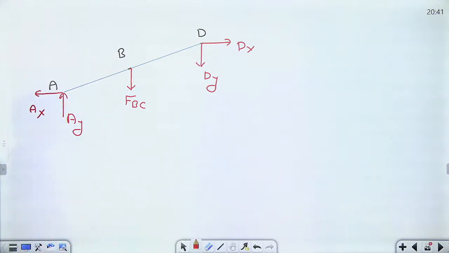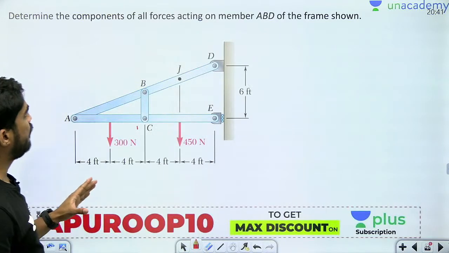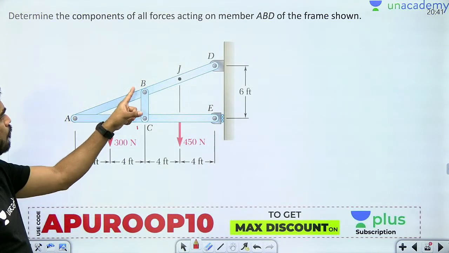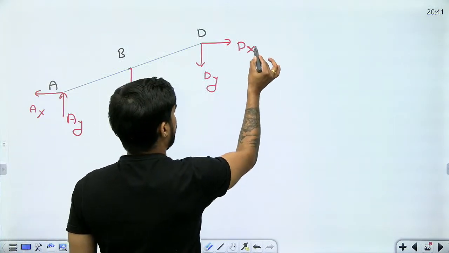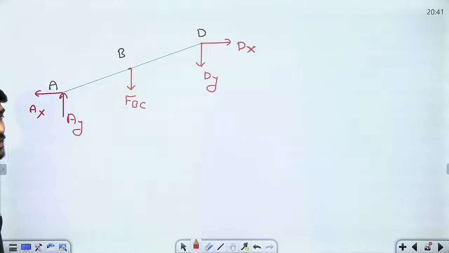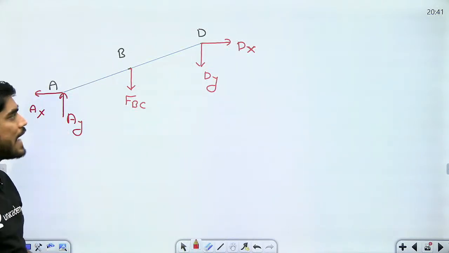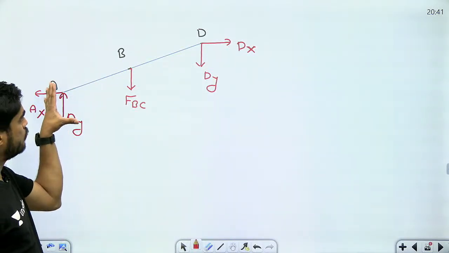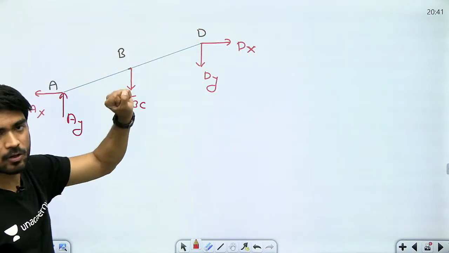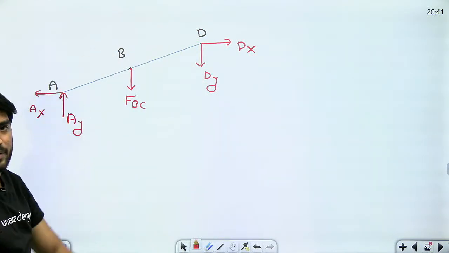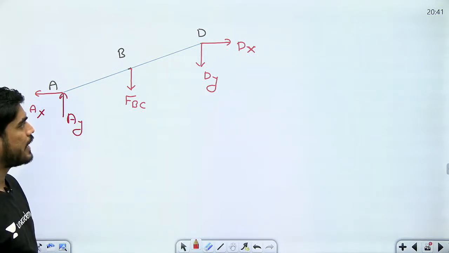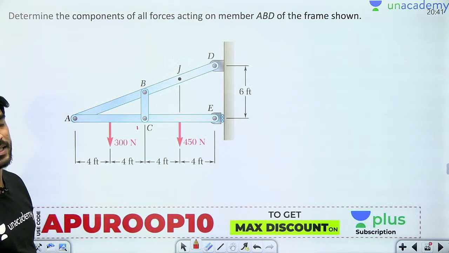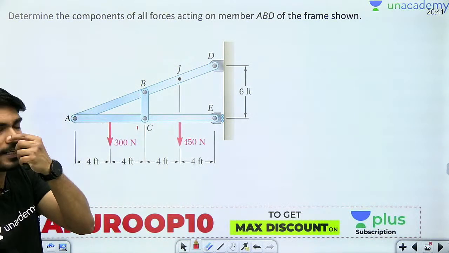Okay, now in order to calculate force in ABD, I want AX, AY, BC and DX, DY. So obviously I can't calculate all these forces directly from this FBD. Why? Because there are how many unknowns? 2 plus 2 plus 1, 5 unknowns, and I have only 3 equilibrium equations. So two unknowns I will have to get from somewhere else, right? So how will I calculate two other unknowns from some other free body diagram?